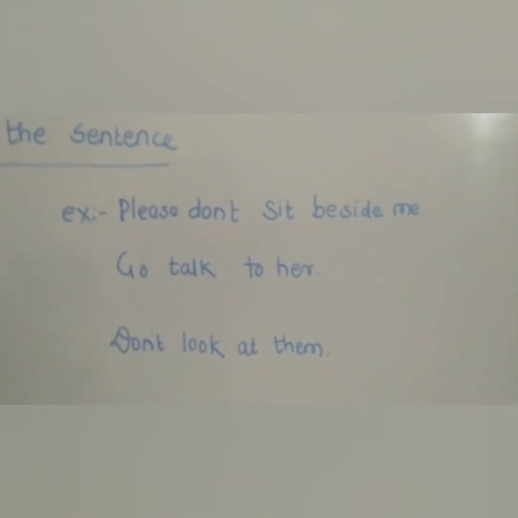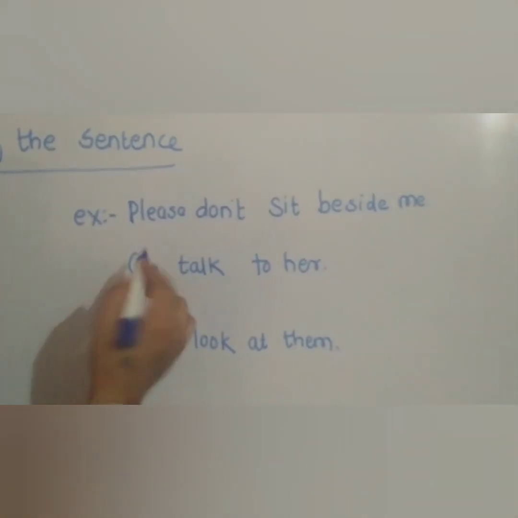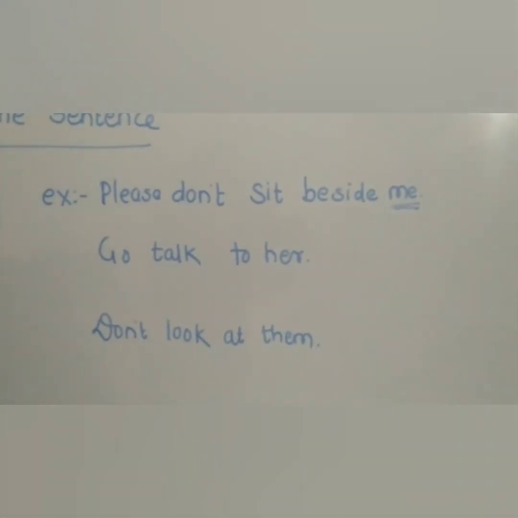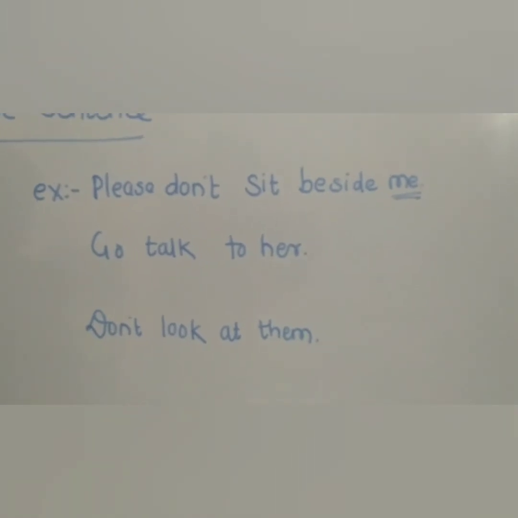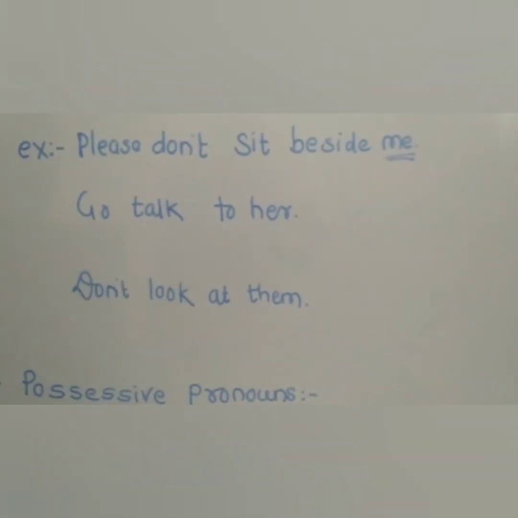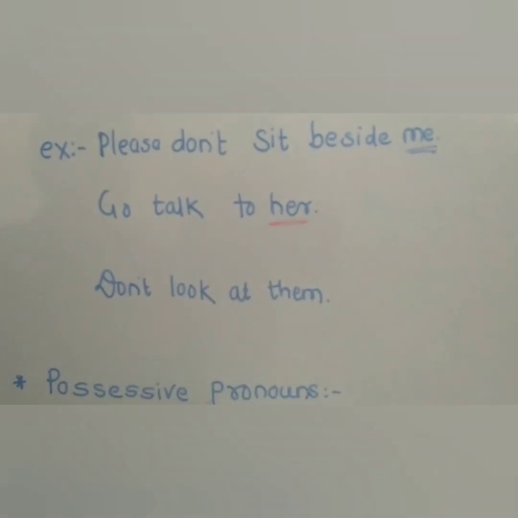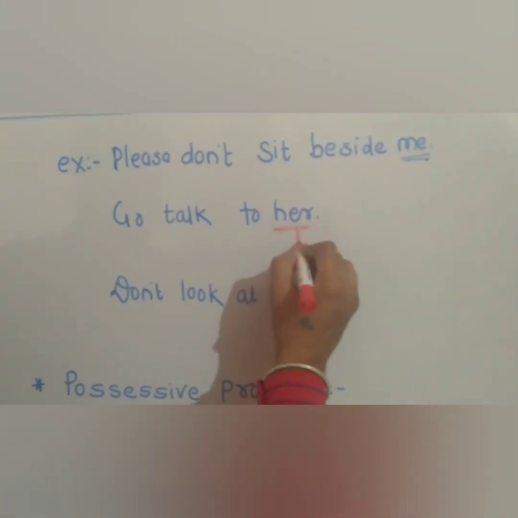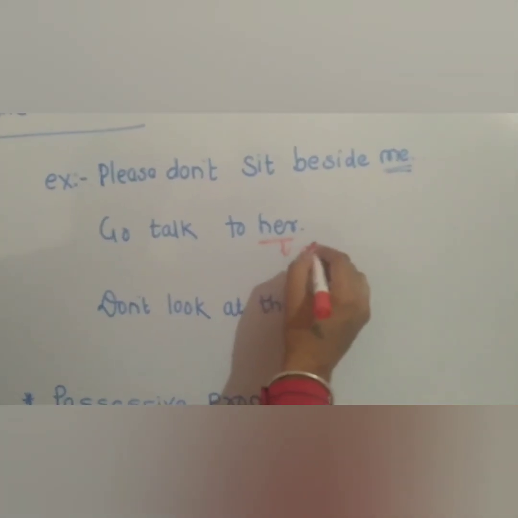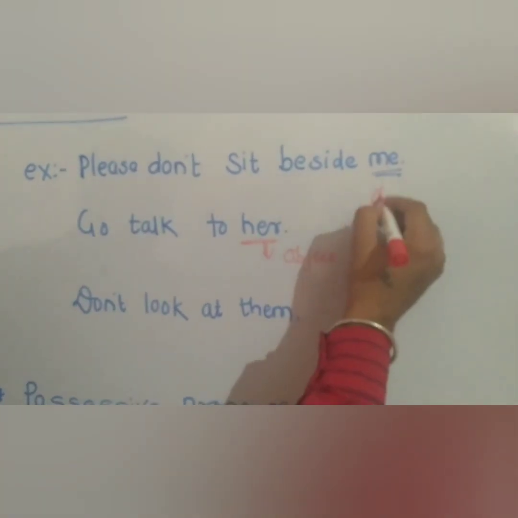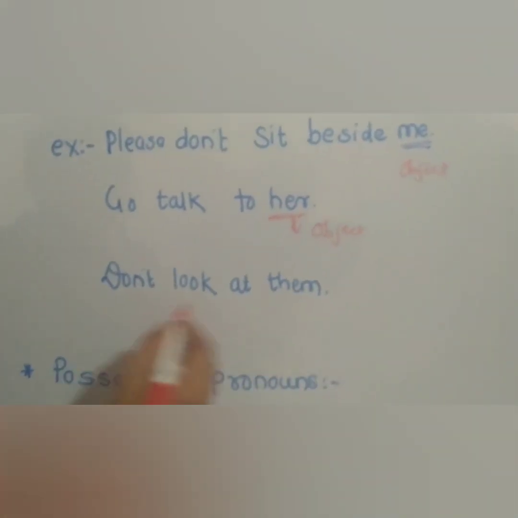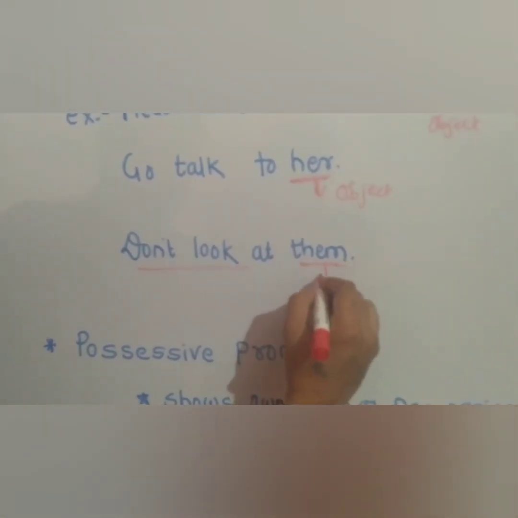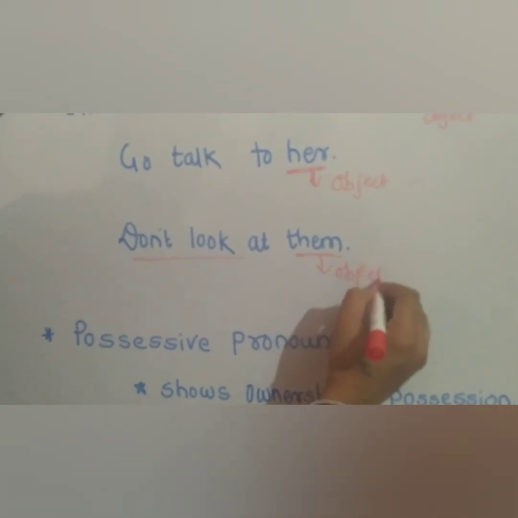Please don't sit beside me. In this sentence, the word me indicates the object of the sentence. The second one is: go talk to her. Her indicates the object of the sentence. These words play the role of object in the sentence. The third example is: don't look at them. Here also the word them is used as the object of the sentence.